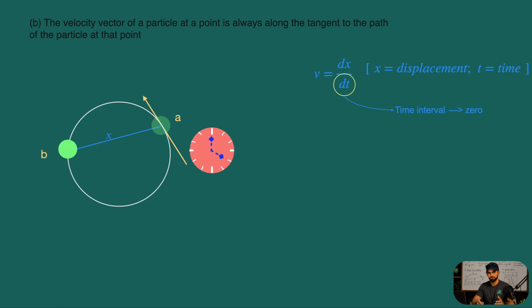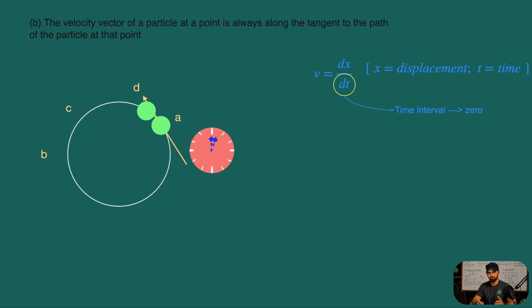Now, let's reduce the time interval. The ball reaches a new position, say point C, which is much closer to point A. This becomes the new displacement vector. If we reduce the time interval even further, the ball comes closer and closer to its initial position. Accordingly, the displacement vector also keeps changing its direction and coming closer to the tangent. So what do we observe?